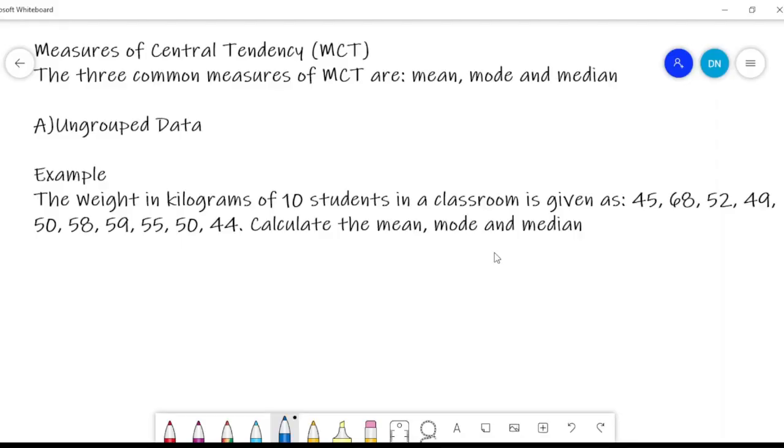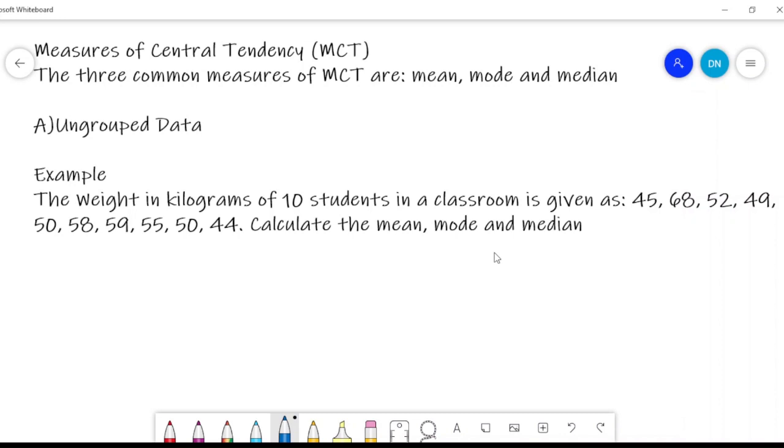We want to look at the measures of central tendency. For the measures of central tendency, there are 3 common ones: the mean, mode, and median. And the first example we want to look at is ungrouped data.